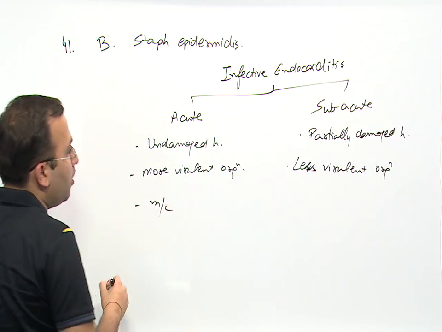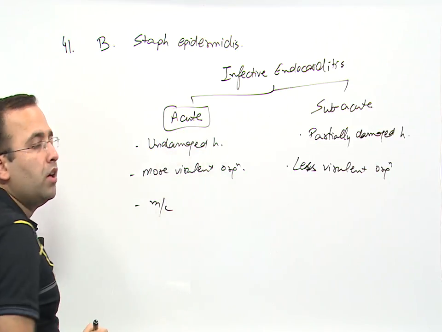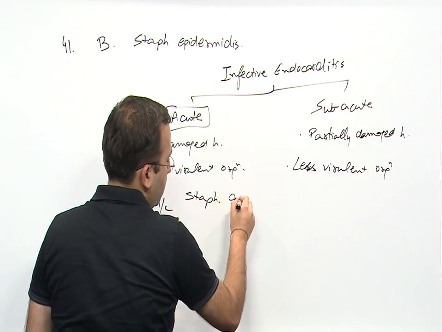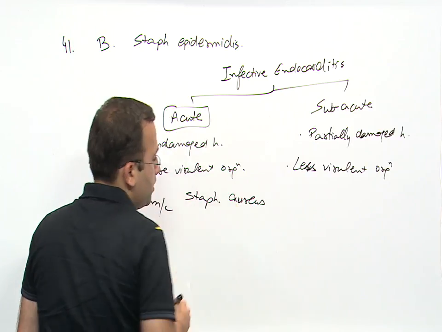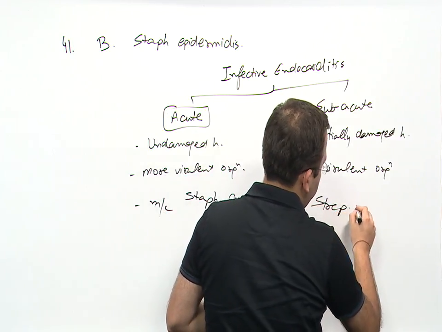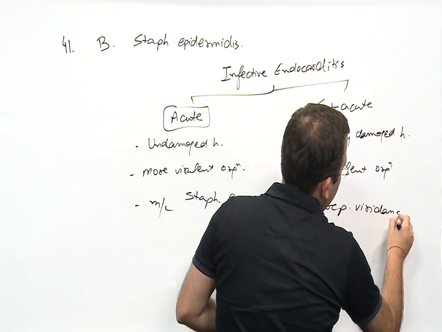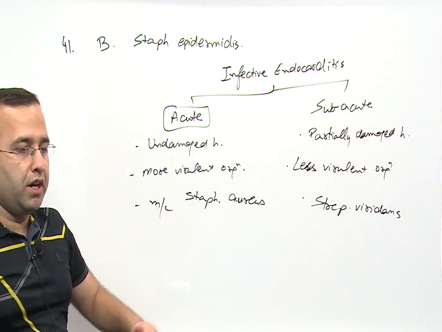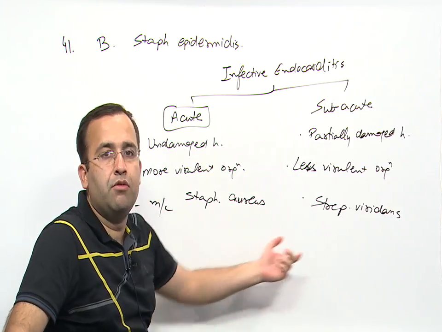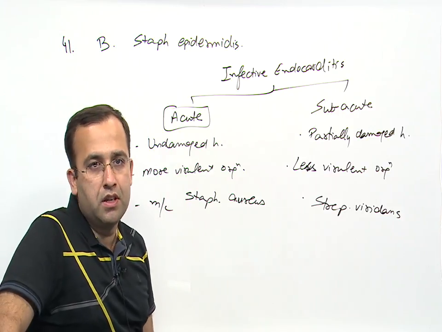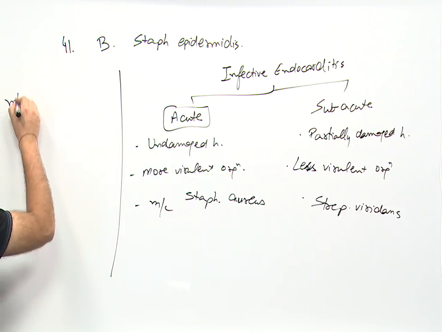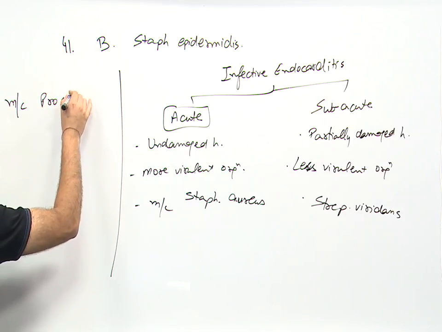And the most common organism in acute infective endocarditis is Staph aureus, whereas in subacute infective endocarditis, the most common organism is Strep viridans. Staph aureus versus Strep viridans. Next point, most common organism after prosthetic heart valves.